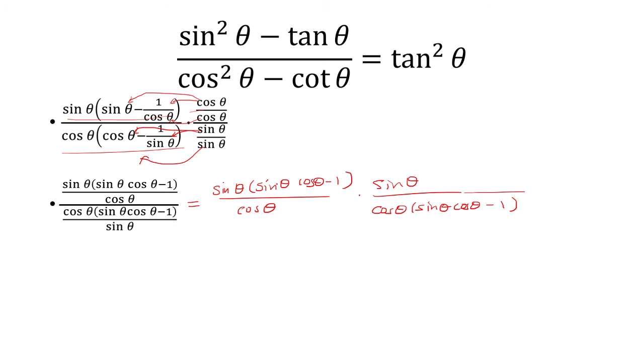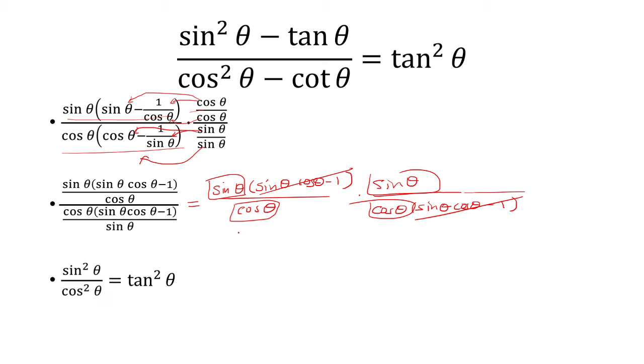The nice thing is the sine cosine theta minus 1, sine cosine theta minus 1, those go away. And so what you're left with is sine times sine over cosine times cosine. So that simplifies to sine squared over cosine squared, which is tangent squared. And that's exactly what we wanted to prove.